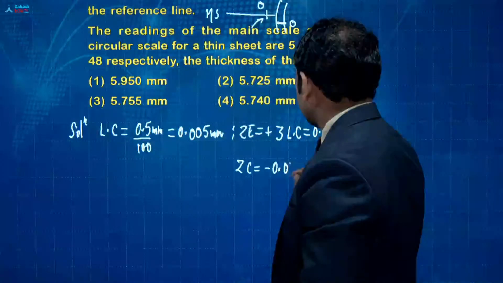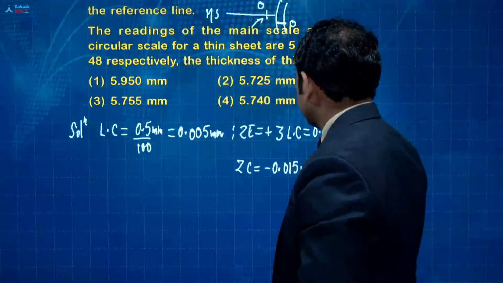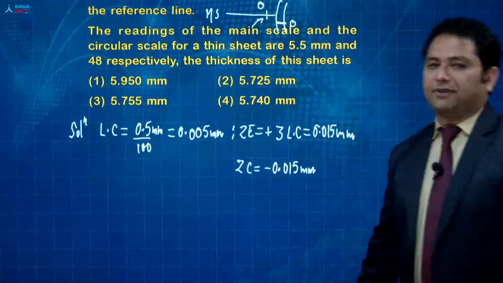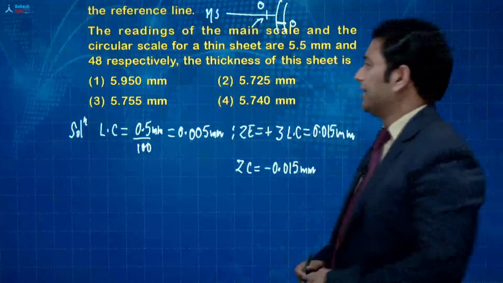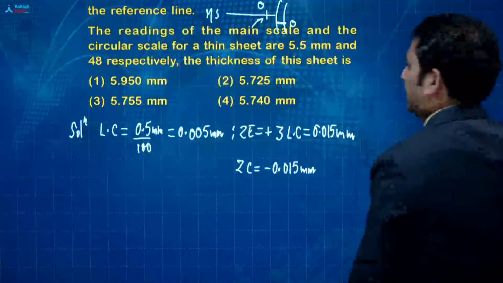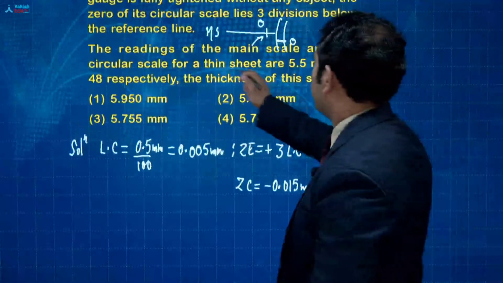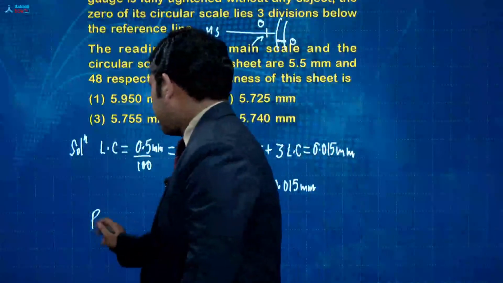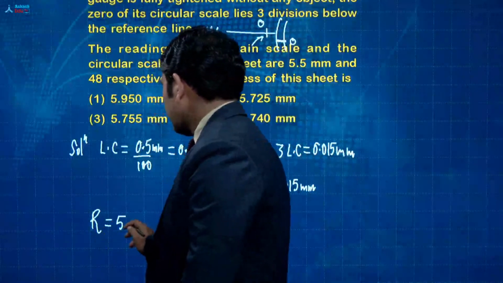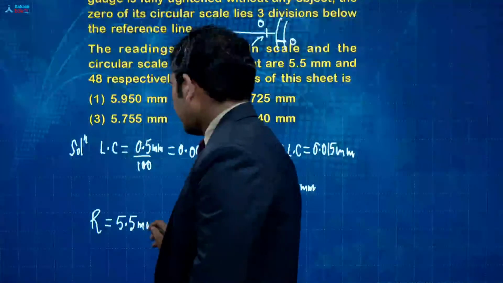Let's not write that formula again. So this much is the zero correction. This much is the zero correction. अब चलिए reading की बारी. The readings of the main scale and the circular scale for a thin sheet are 5.5 millimeter. So reading, let's call it as R. Main scale is 5.5 millimeter.